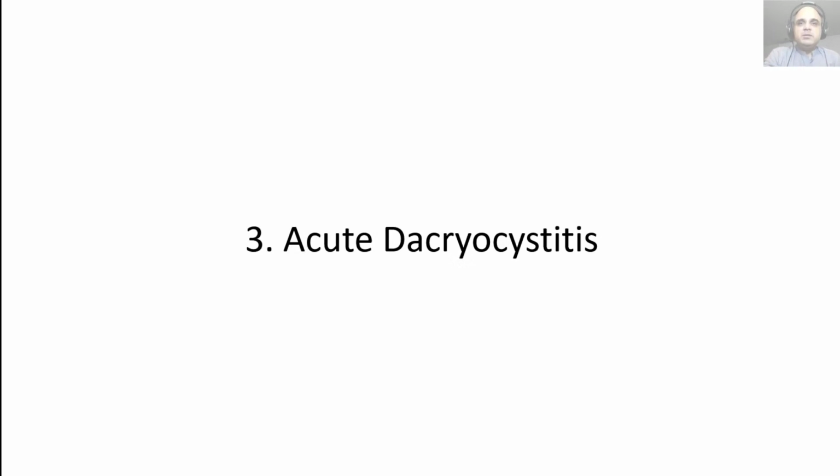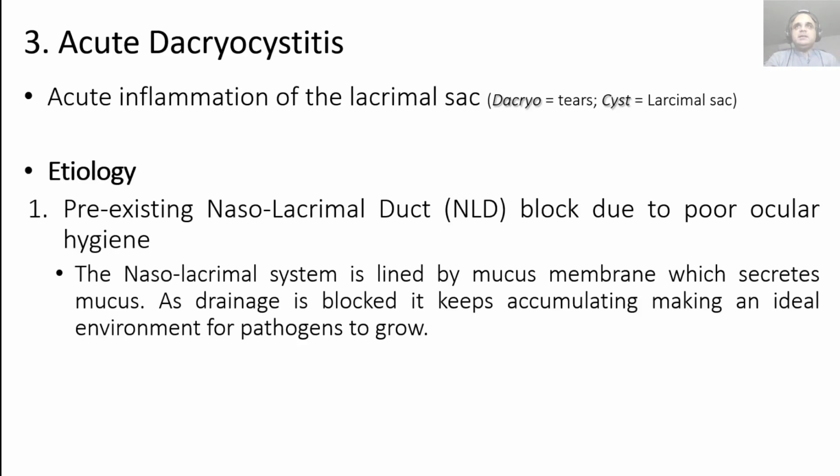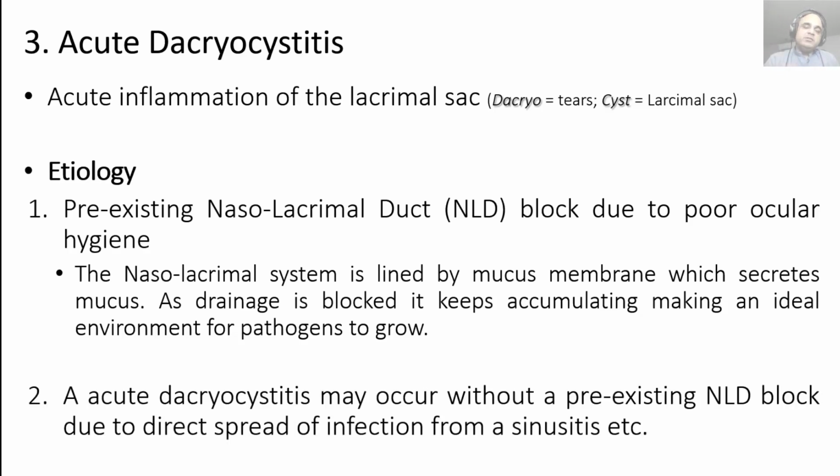Now we will talk about acute dacryocystitis, which is an acute inflammation of the lacrimal sac, dacryo meaning tear, cyst meaning lacrimal sac. And the most common reason is that there was already a pre-existing block because of hygiene, because of the environmental factors, and the collection of secretions within the block created a nidus or an environment for infection, causing acute dacryocystitis. And acute dacryocystitis can also occur by itself without there being a pre-existing block.